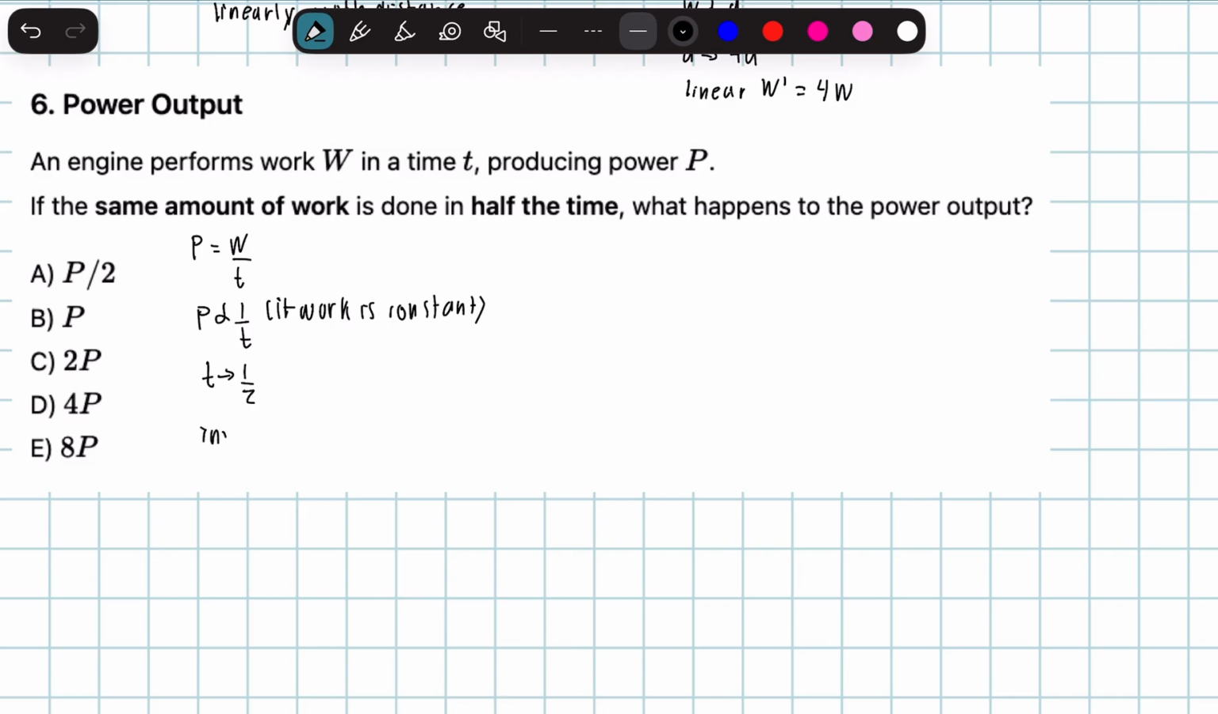And this is going to be an inverse relationship. So P is going to be W over T over 2. So that's just 2 times W over T, which is just 2 times P, which is C.